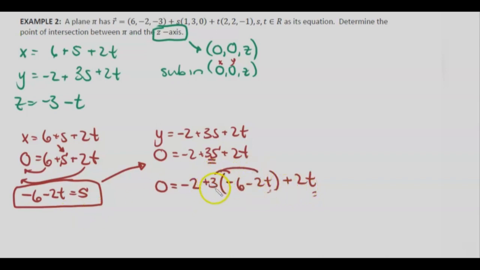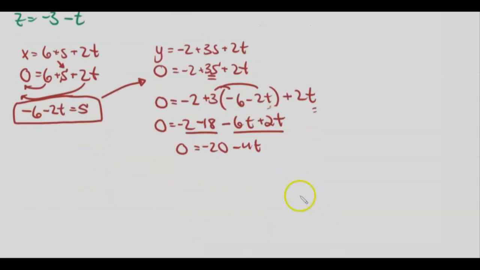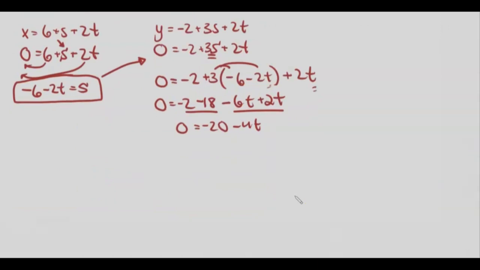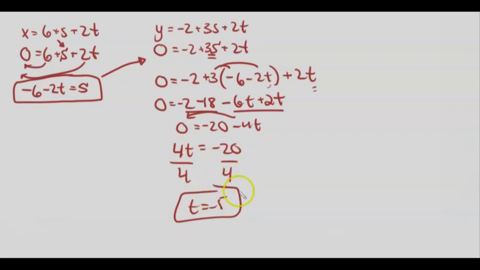So let's go ahead and distribute into 3. So we have 0 equals negative 2 minus 18 minus 6t plus 2t. Okay, so let's collect these. We have 0 equals negative 20 minus 4t. So my thing is that I don't like to divide by negatives. I think that we get confused a lot of the times. So I'm going to bring this negative 4t to the other side so that we can just simply deal with the leading coefficient of positive 4. Okay, and we get t equals negative 5.